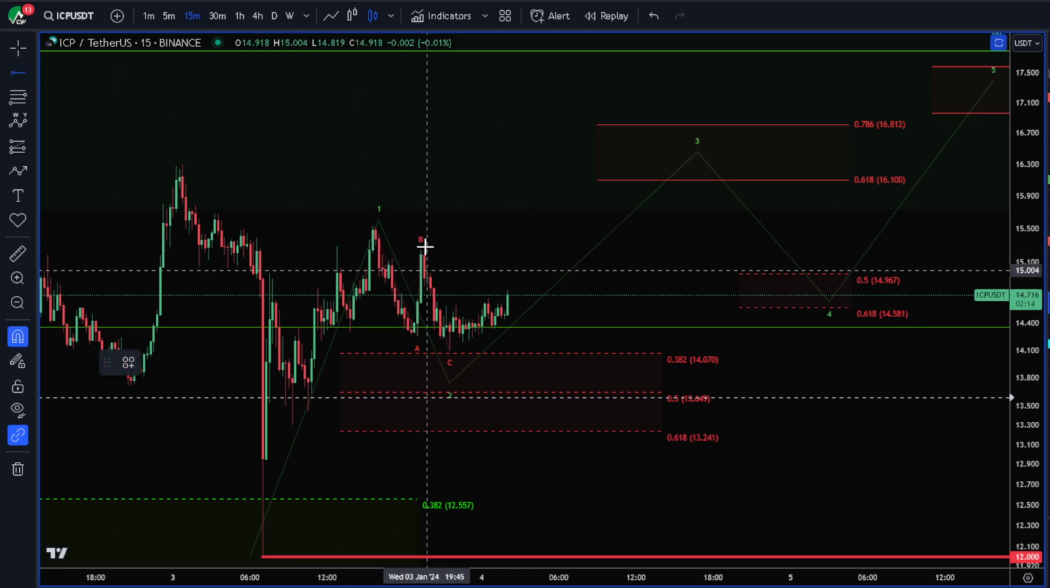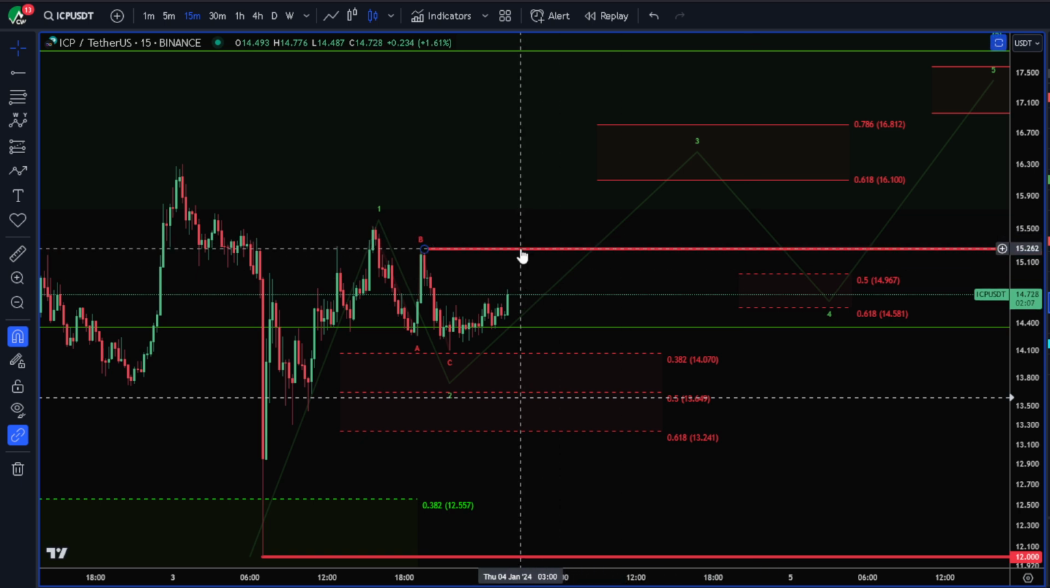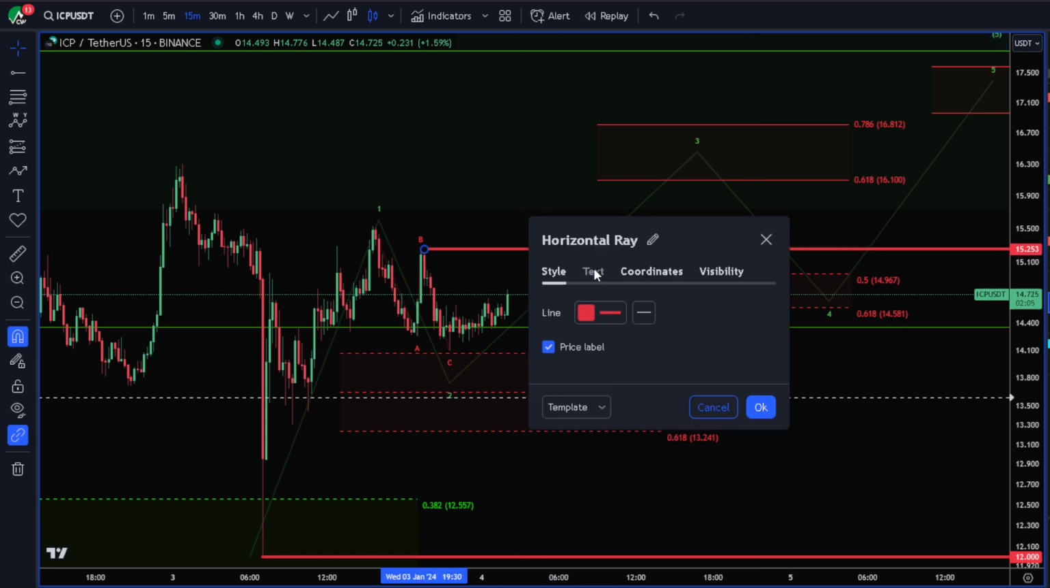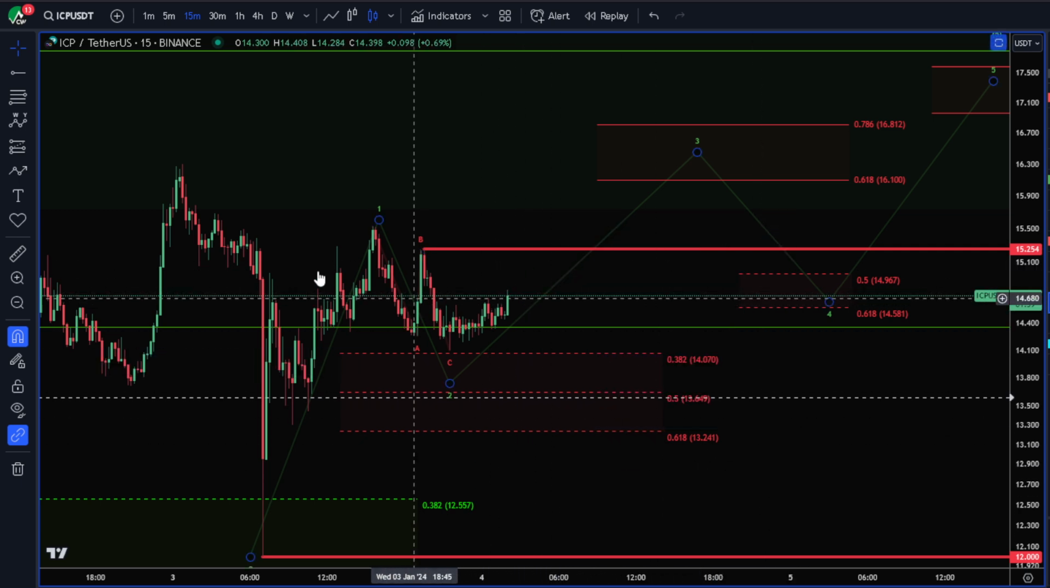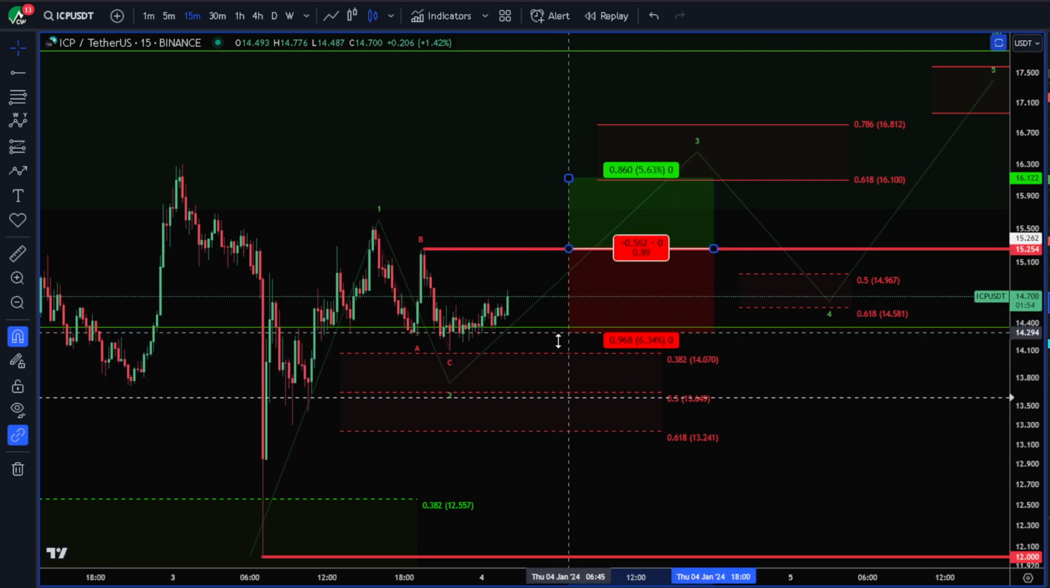I'll put a trigger order one tick above that. That's at $15.253, so I'll go $15.254. Like so. But I will not get into this unless it triggers my order. And then my stop goes at this low of this C.